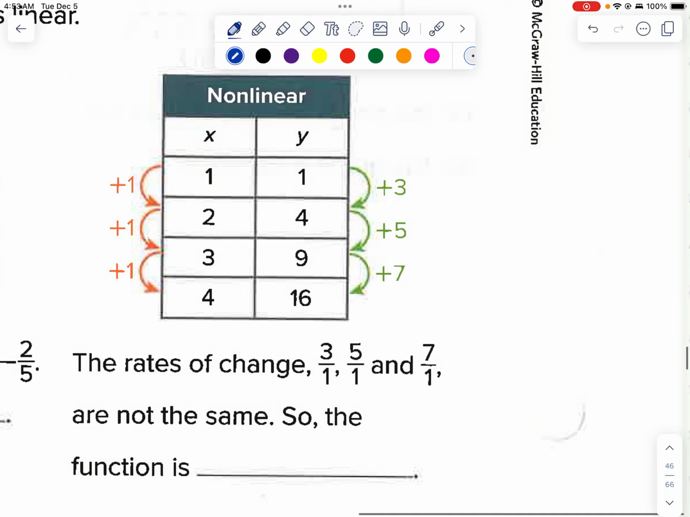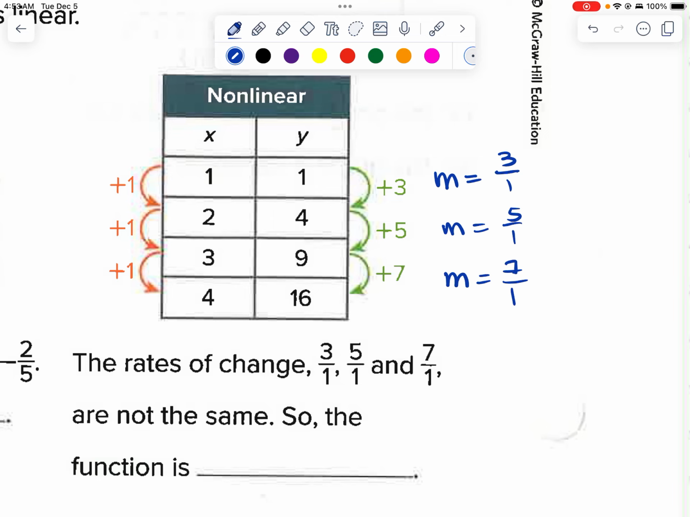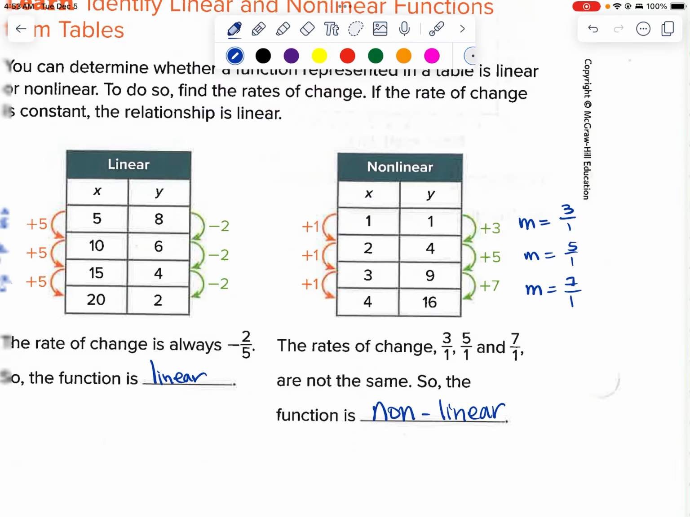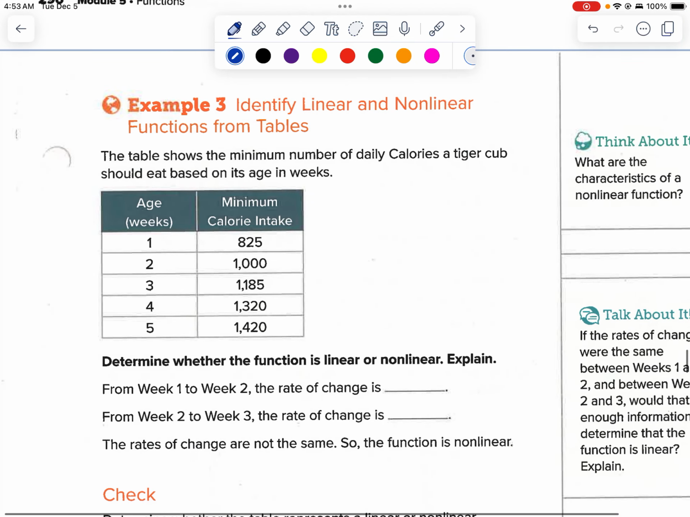Over here, if I did this, I would have 3 over 1, 5 over 1, and 7 over 1. The rates of change of 3 over 1, 5 over 1, and 7 over 1 are not the same, so the function is nonlinear. So let's look at this.